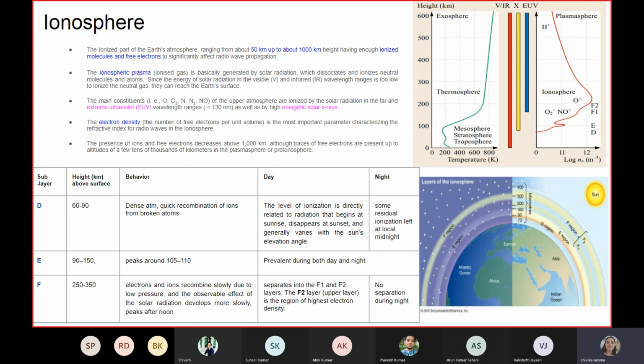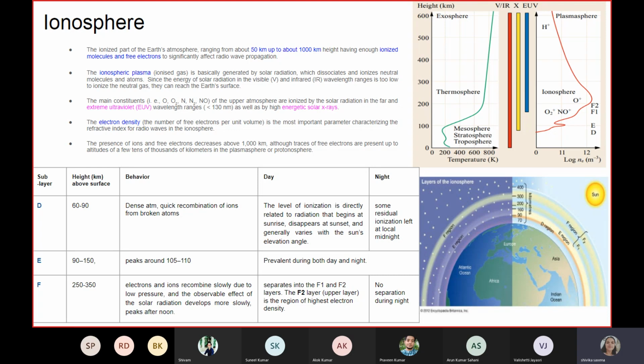We discussed the ionosphere, what is happening. The external energy from the sun is ionizing some portion of the atmosphere. So what is meant by ionizing? It is generated by the solar radiation, which dissociates and ionizes the neutral molecules and atoms. It dissociates the molecules into free electrons as well as bigger ions.